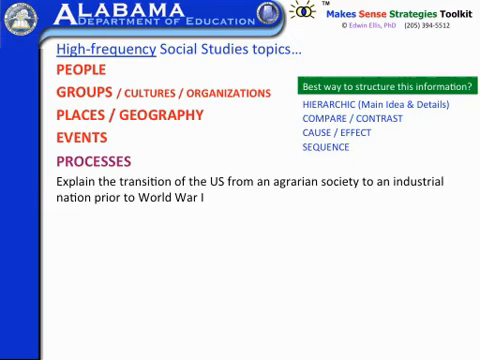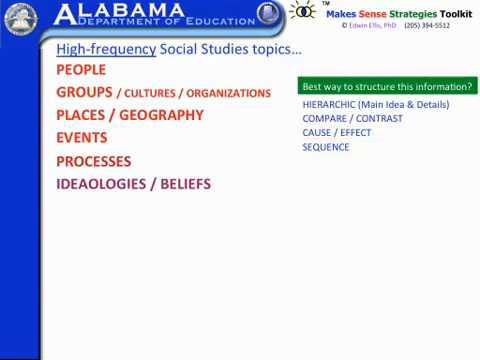Another one, explain the transition of the U.S. from an agrarian society to an industrial nation prior to World War I. Okay, so that's a process, as that transition would be a process, but it also would be depicted probably as a sequence of things that happened. Could also be cause and effect or a combination thereof.